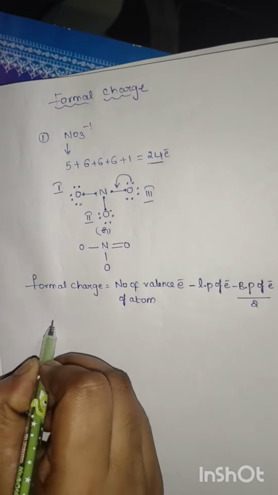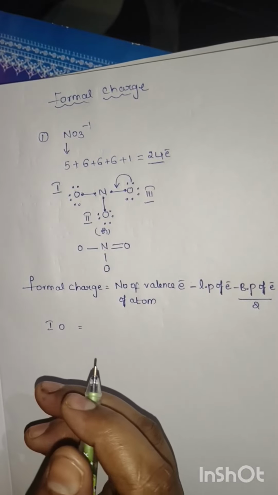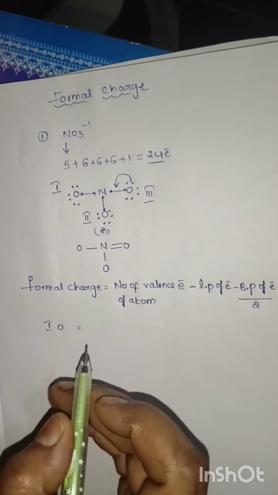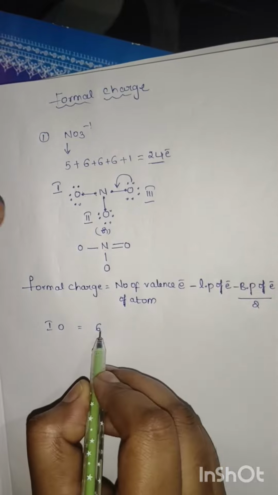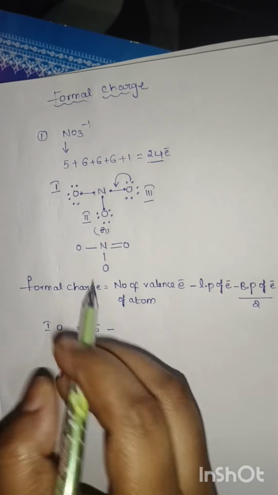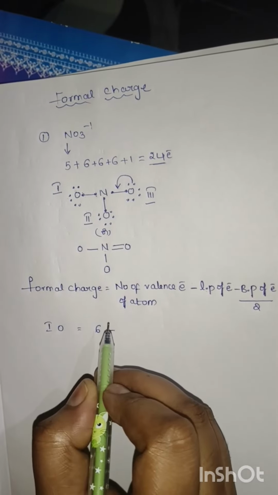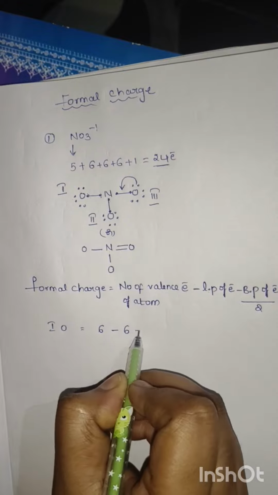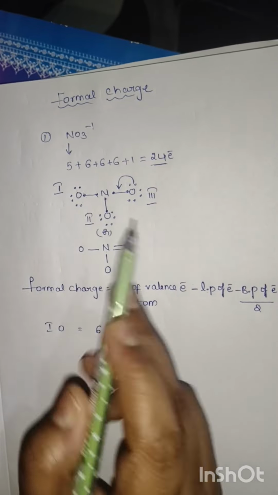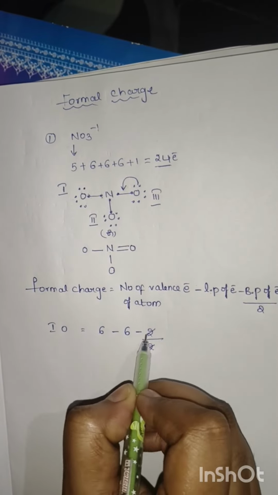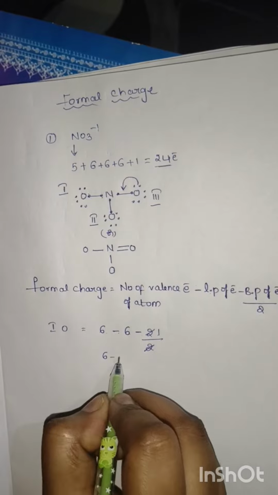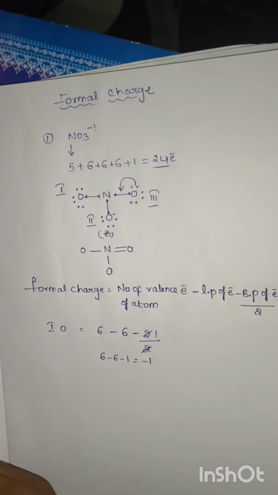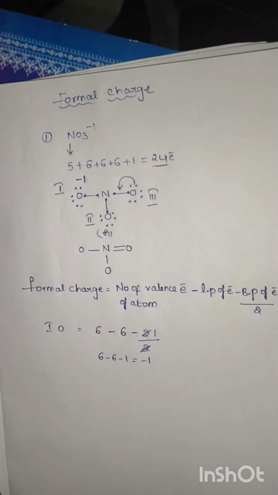So we can calculate the formal charge for the first oxygen. Oxygen belongs to 6th A group, so it contains 6 valence electrons. So the number of valence electrons of the atom is 6, minus lone pair of electrons. How many lone pairs are there? 3 lone pairs are there. So total how many electrons are there? 6 electrons, minus how many bond pair of electrons are there? 2, divided by 2. So we get 1. 6 minus 6 minus 1, we get -1. So this oxygen has -1 charge.